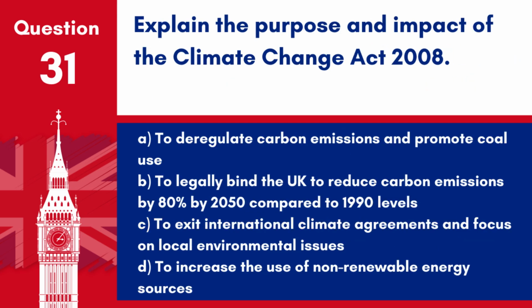Question 31. Explain the purpose and impact of the Climate Change Act 2008. A. To deregulate carbon emissions and promote coal use. B. To legally bind the UK to reduce carbon emissions by 80% by 2050 compared to 1990 levels. C. To exit international climate agreements and focus on local environmental issues. D. To increase the use of non-renewable energy sources.